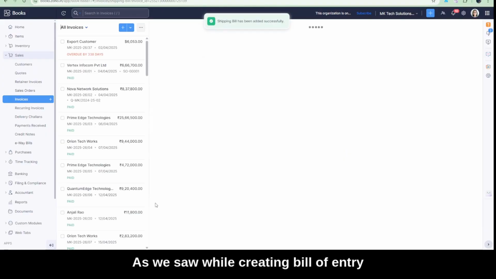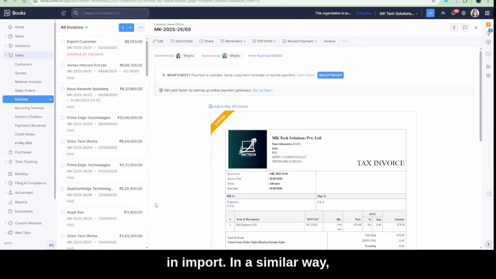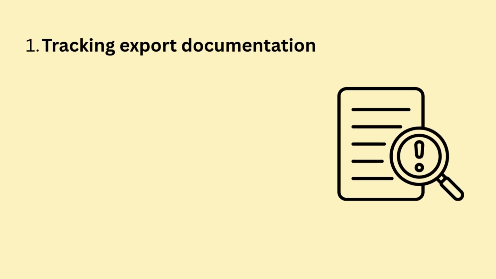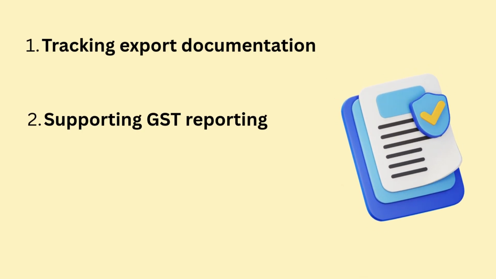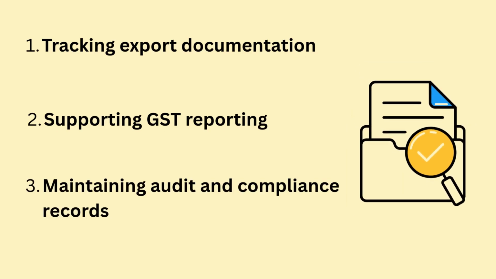So you can select the tax, whichever option is applicable to you, and you can save this. As we saw while creating a bill of entry in import, in a similar way, we have to create a shipping bill for the export. This helps in tracking export documentation, supporting GST reporting, and maintaining the audit and compliance records. For export accounting and compliance, these documents are very important.